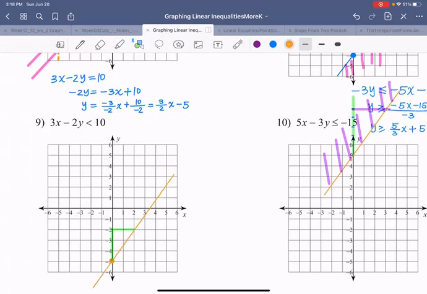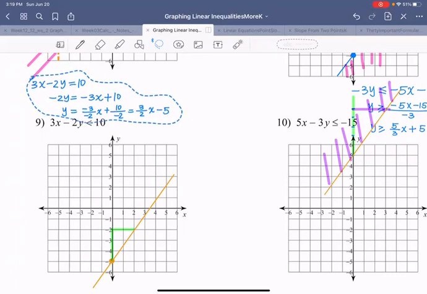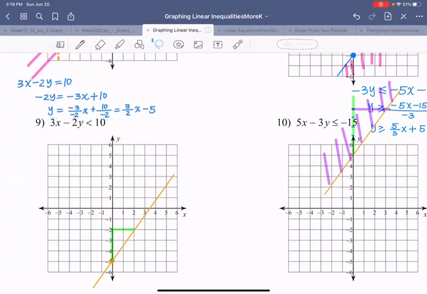Now, should I shade above or should I shade below? How do I tell here? You shade below. No, really? Ethan, when we come to here, should I shade above or should I shade below? Well, it's a positive slope, so you should shade above.